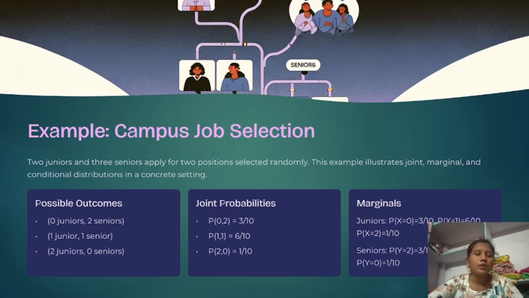Here, another possible outcome is 1 junior and 1 senior. The joint probability is represented as P of 1 comma 1 is equal to 6 by 10. Another possible outcome is 2 juniors and 0 seniors, where P of 2 comma 0 is equal to 1 by 10. We use only 2 positions because there are 2 positions remaining in the campus job selection. Here is the real example in campus job selection.